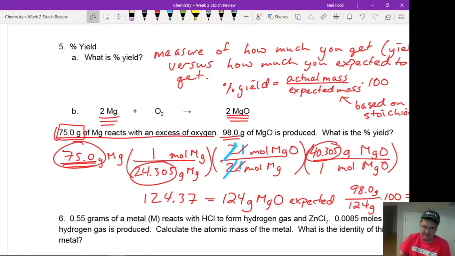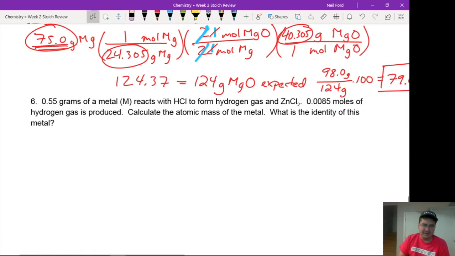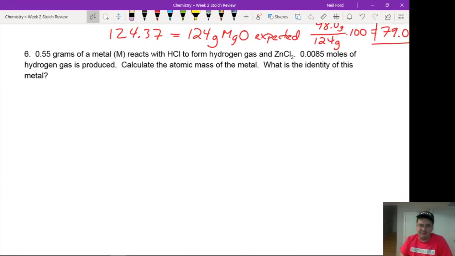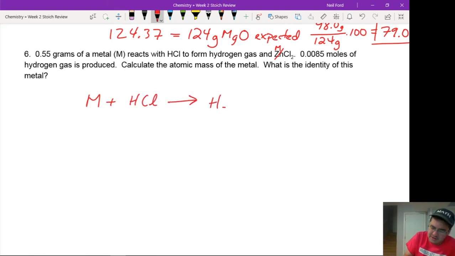Okay, number 6. This one had a typo in it. So I think Dylan Ackley found it and contacted me, and I forwarded it to Mr. England on Monday. Let me know. This should actually say M for just metal chloride. And it turns out the answer ends up being zinc. So here you go. It says 0.55 grams of metal reacts with HCl to form hydrogen gas. So metal plus HCl forms hydrogen gas, and it should say MCl2.